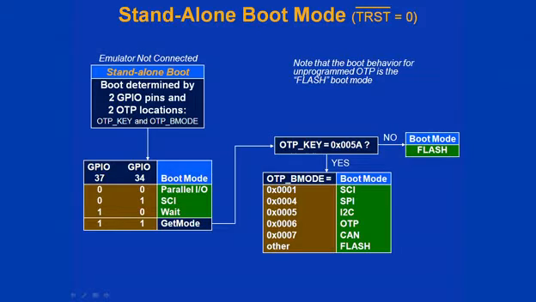In Get mode, first, the OTP_KEY register is checked to see if it has a hex value of 005A. An unprogrammed OTP is set to the flash boot mode as expected. If the OTP_KEY register has a hex value of 005A, then the hex value in the OTP_BMODE register determines the boot mode. The boot modes are SCI, SPI, I2C, OTP, CAN, and Flash.